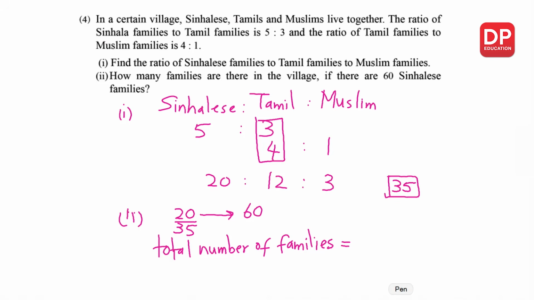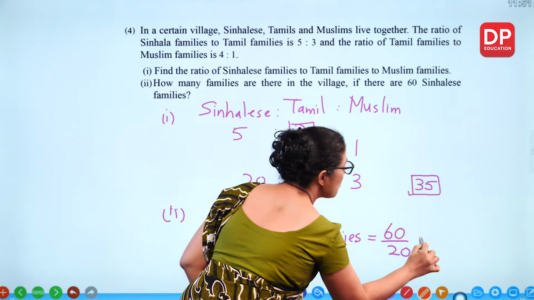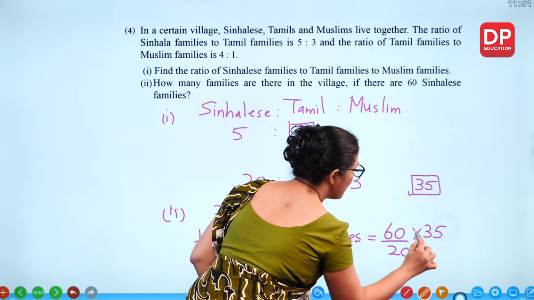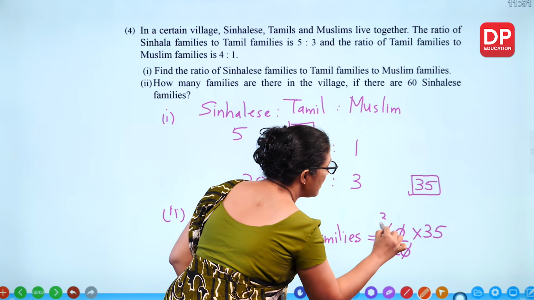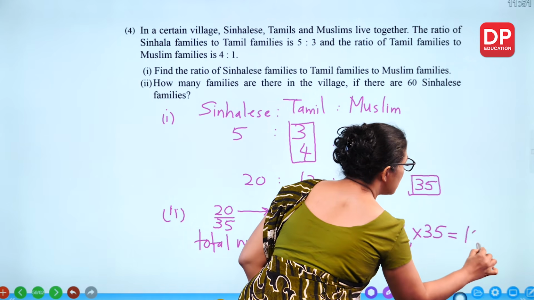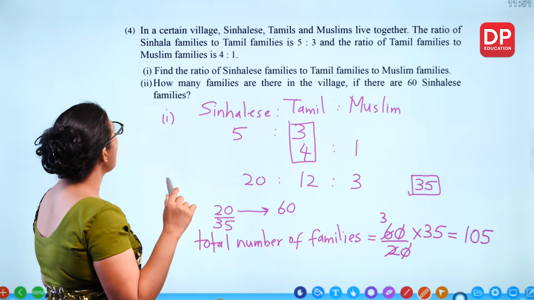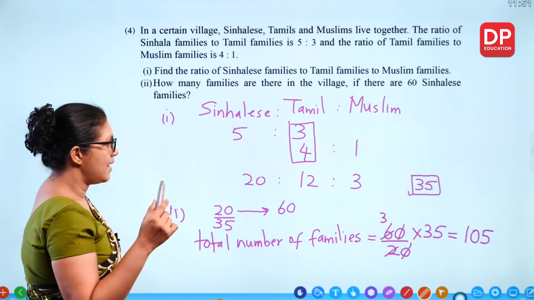Total number of families: this is for one part, you have to divide by 20, and for the total number you have to multiply by 35. You get 3 times 35, you get 105. So altogether 105 families are there.